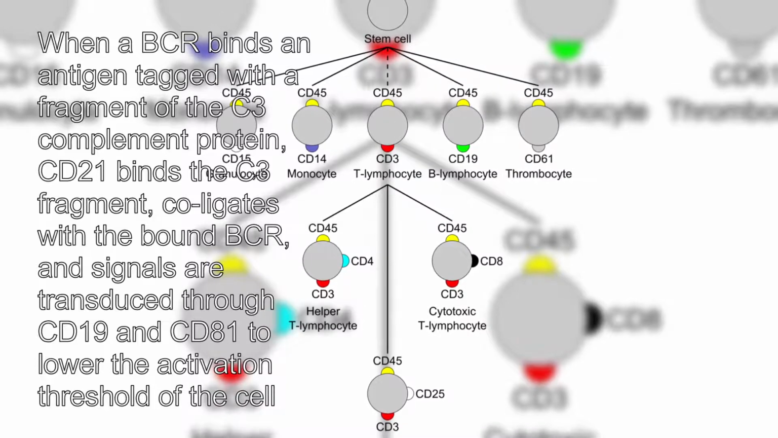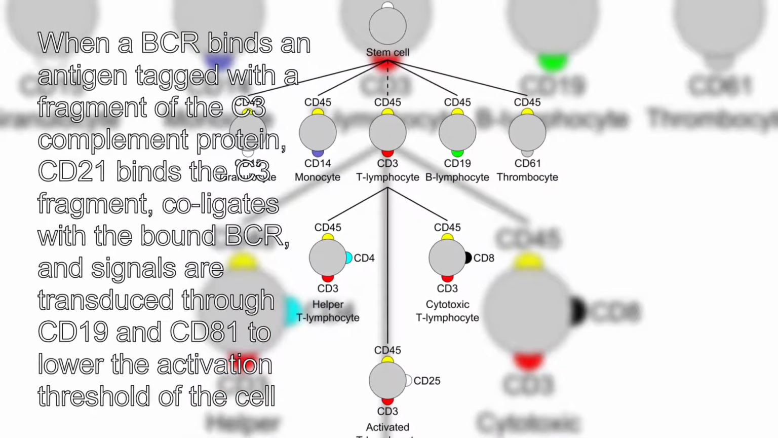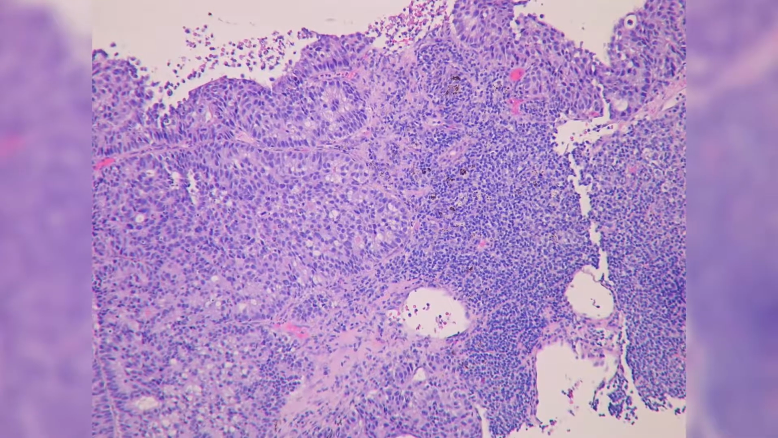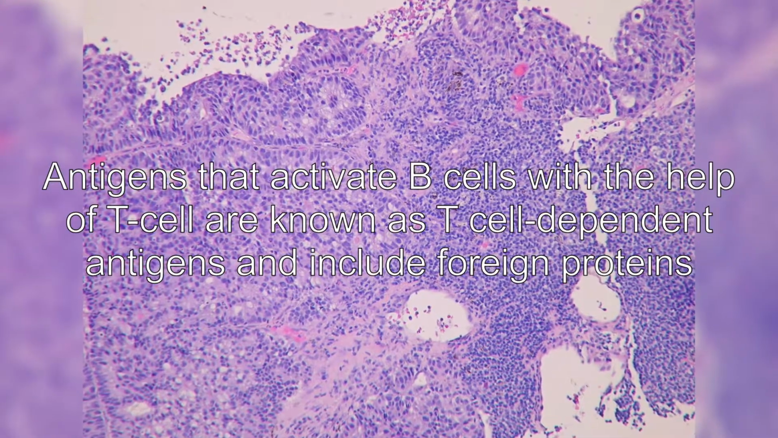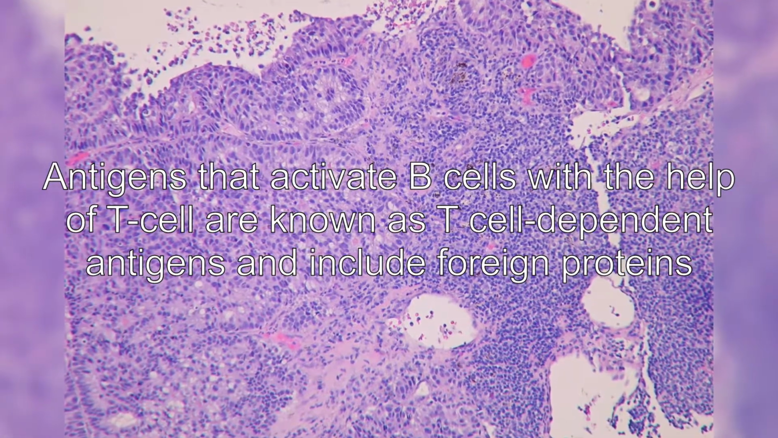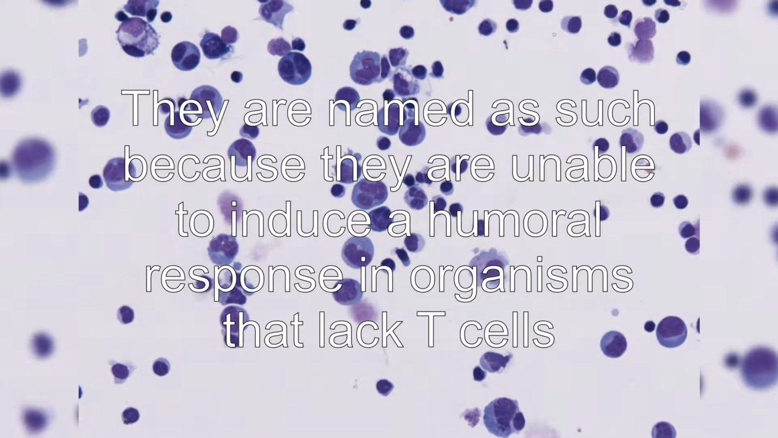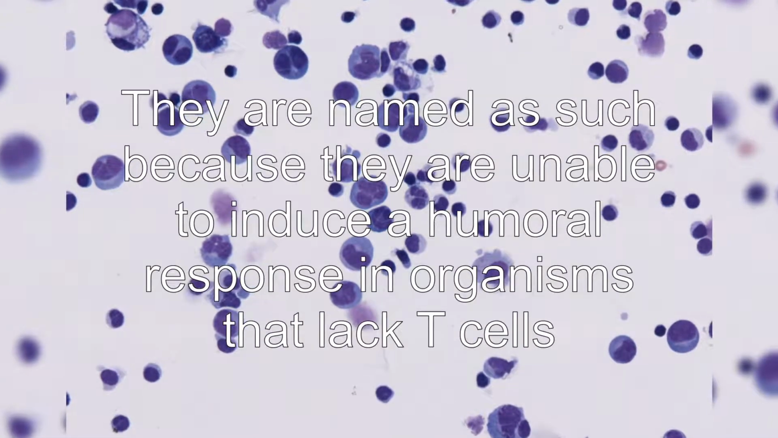Antigens that activate B cells with the help of T cells are known as T cell dependent antigens and include foreign proteins. They are named as such because they are unable to induce a humoral response in organisms that lack T cells. B cell response to these antigens takes multiple days, though antibodies generated have a higher affinity and are more functionally versatile than those generated from T cell independent activation.